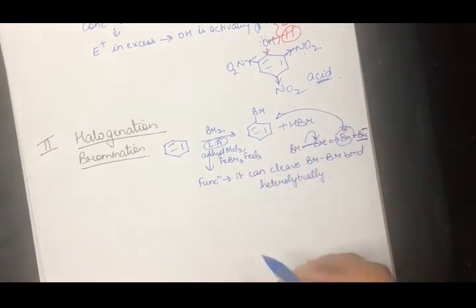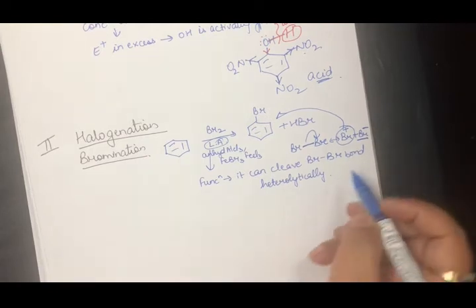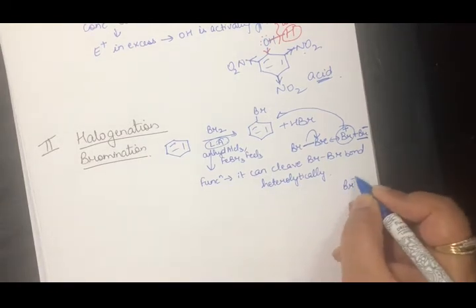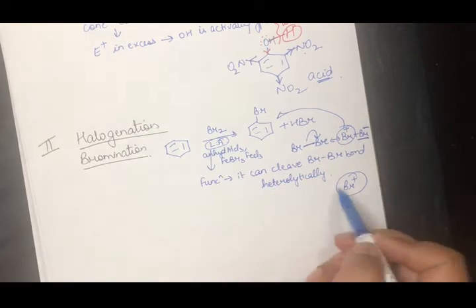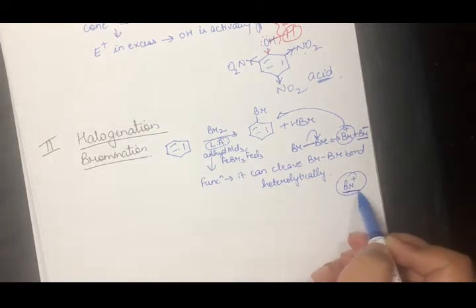Now it was very easy for this electrophile to go and attack any empty space on the benzene ring, right? Br plus was my electrophile. So what was the function? The function was to generate an electrophile.